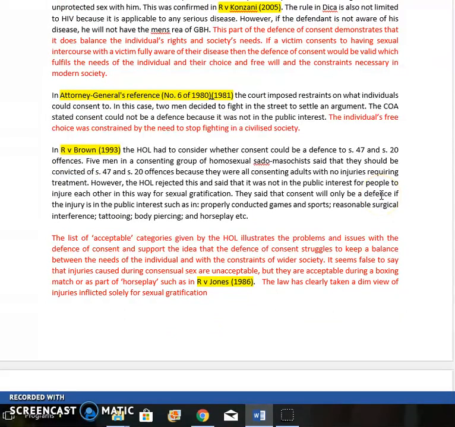AG's reference, the court imposed restraints on what individuals could consent to. So here two men chose, they consented if you like, to settle an argument with a fight in the street. But the Court of Appeal said that they weren't able to do that because it was not in the public interest. So their right to choose was constrained by the need to stop fighting in a civilised society. You could argue, is that really fair?